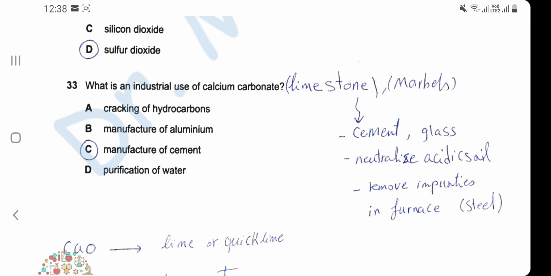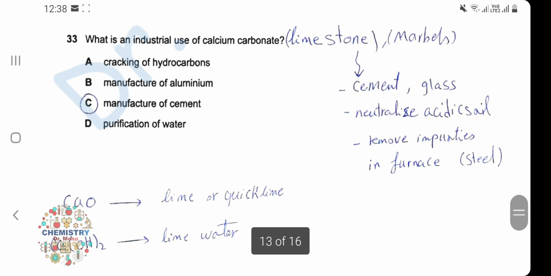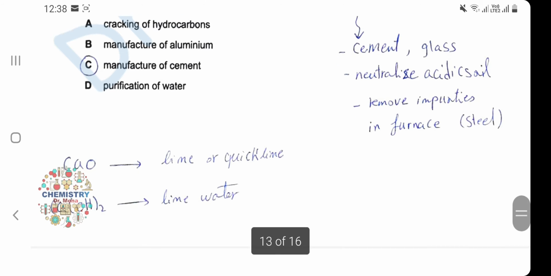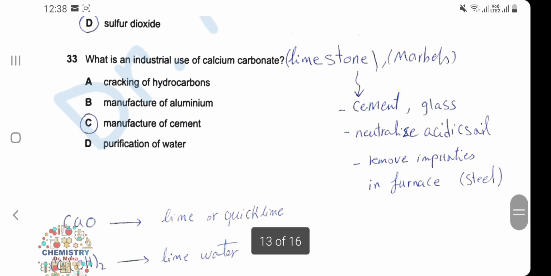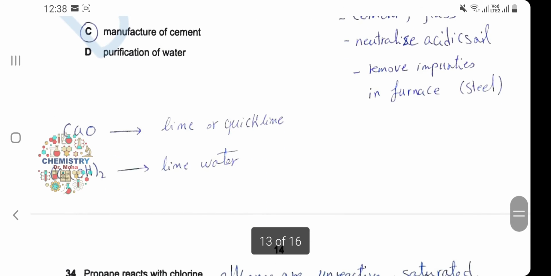Cracking of hydrocarbons, this answer is wrong. Manufacture of aluminium, calcium carbonate has no role here, so B is wrong. Manufacture of cement, C is correct. And purification of water, D is wrong. Calcium oxide is known as lime or quicklime, CaO. Calcium hydroxide is known as lime water. But here, calcium carbonate, as in the question, is known as limestone or marble.